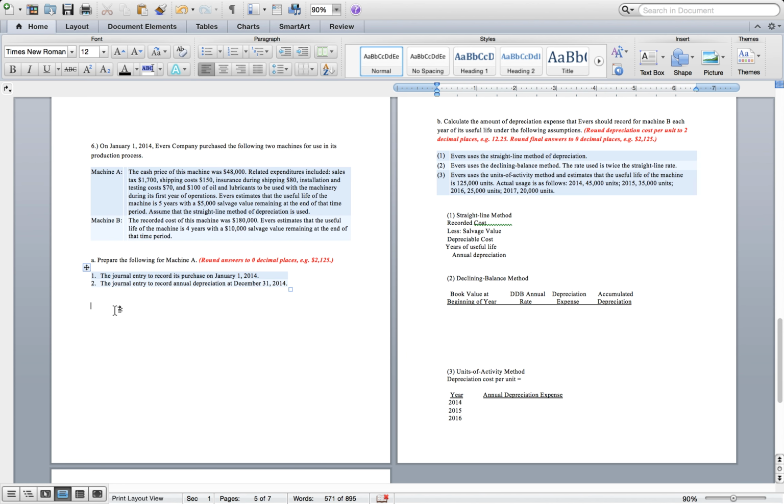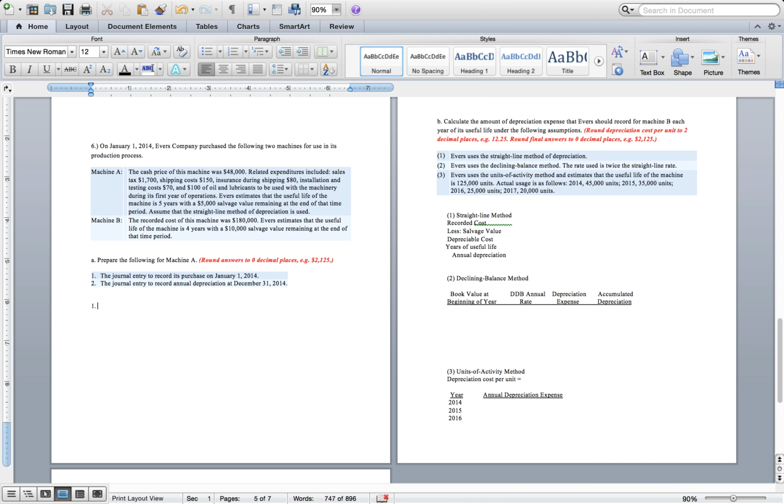Okay. Let's continue on now. It says on January 1st, Everest Company made the purchase of the following 2 machines for use in its production process. Okay, so let's start with the first one. Number 1. You're going to record the purchase on January 1st, 2014 for machine A. Okay, so it says here you bought it for $48,000. You had certain costs for it, expenditure, sales tax, shipping costs.